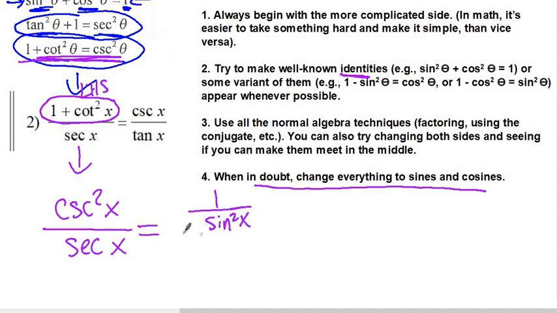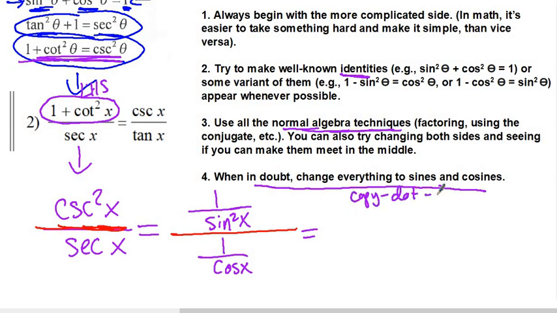And then let me make a big red fraction bar so you can see this is different. That red one is the same as the red one on the other. The bottom is the same, secant is the same as 1 over cosine. So now we have a fraction over another fraction. Now we use normal algebra techniques. In algebra, how do you normally divide a fraction by a fraction? The acronym that I sometimes use is copy dot flop or copy dot flip. You copy the first fraction, you make a dot for multiplying, and then you flip, you multiply by the reciprocal of that, which is cosine over 1.